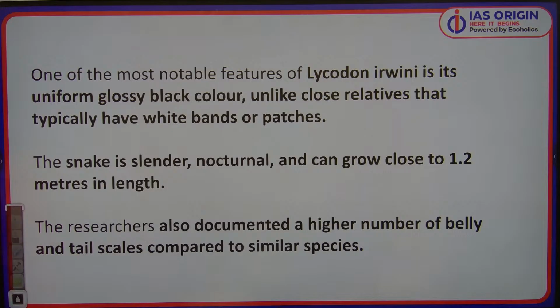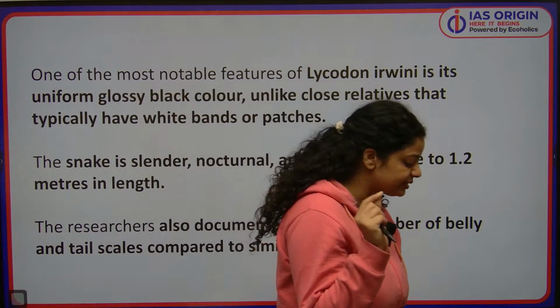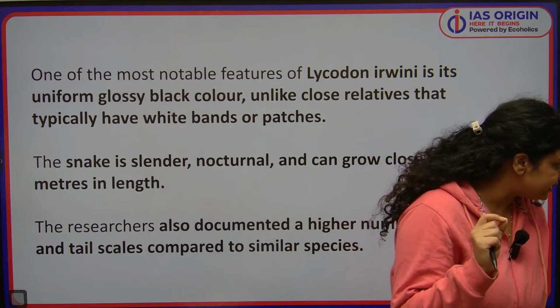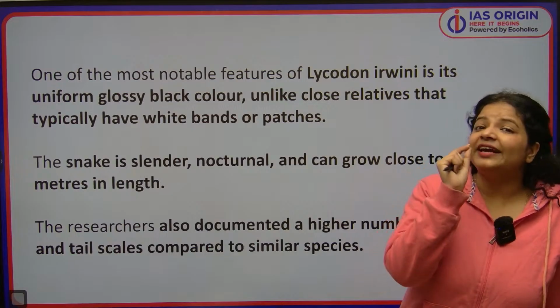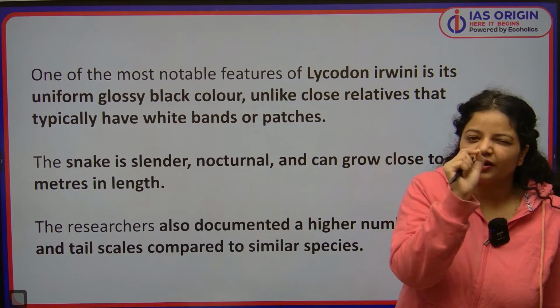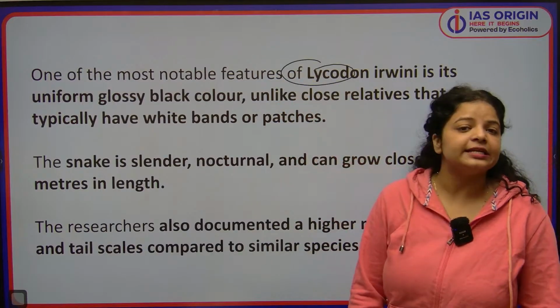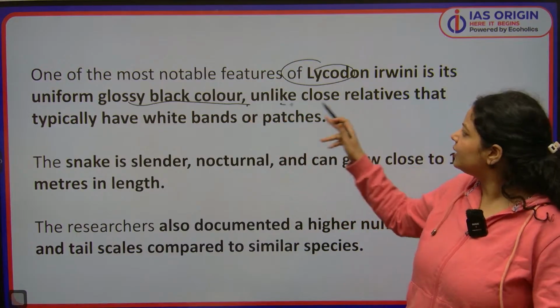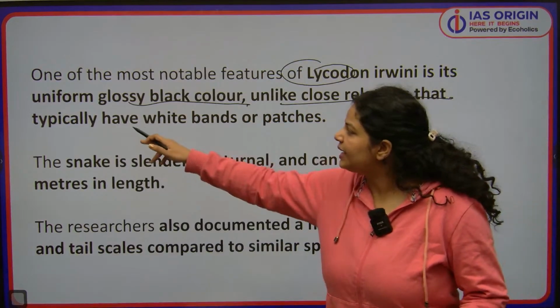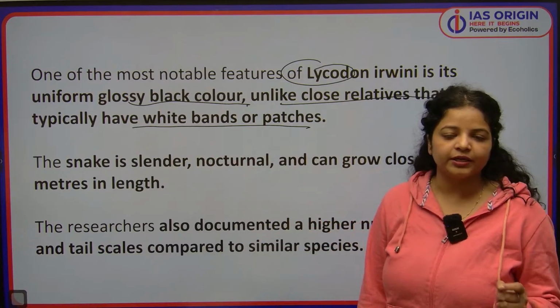Now one of the major notable features of this snake is that it has very glossy skin, black in color, with a white band. I have shown you the picture, there is a little white stuff. That is one of the unique features of Lycodon irvini, because it is uniformly glossy black, while close relatives typically have white bands and patches on the body. So this is the important concept.